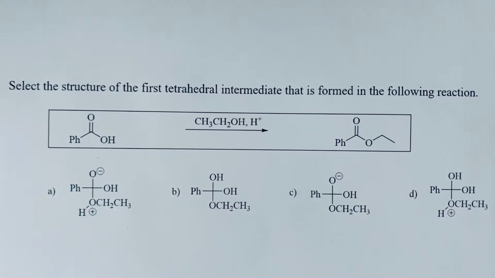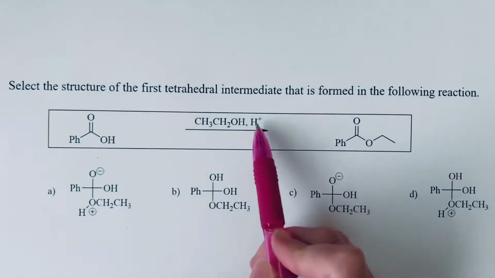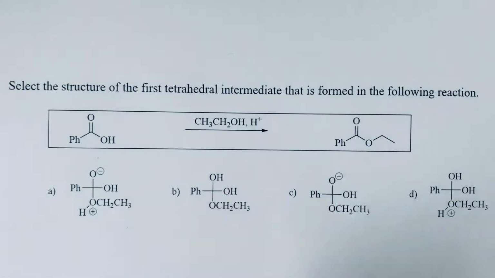Select the structure of the first tetrahedral intermediate that is formed in the following reaction. So right away, it kind of implies that you might have more than one tetrahedral intermediate. And that's often the case when you have acid catalyzed processes. So let's look at what we have.